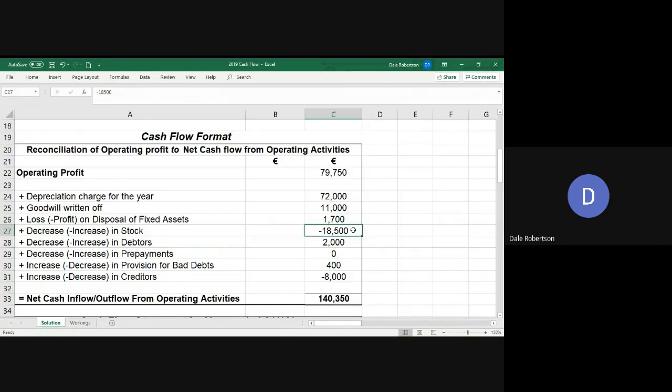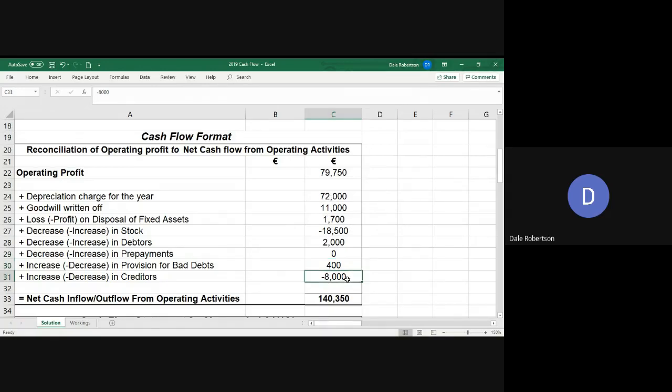Debtors has decreased from 56 to 54, so that is an increase in cash, and we add that on, a decrease in debtors. No prepayments. And the provision for bad debts has increased from 1,200 to 1,600. An increase in provision for bad debts is a non-cash expense, which we need to add on, just the same as depreciation above.